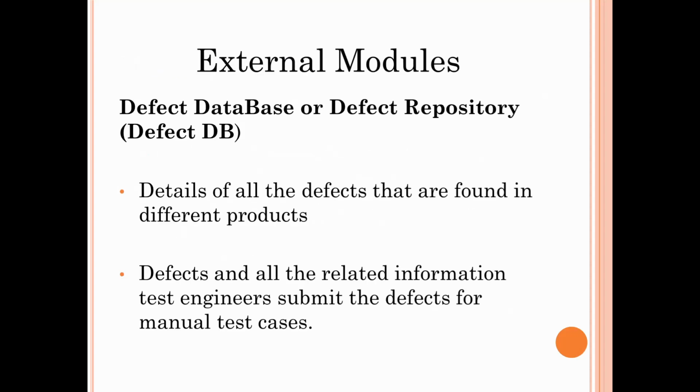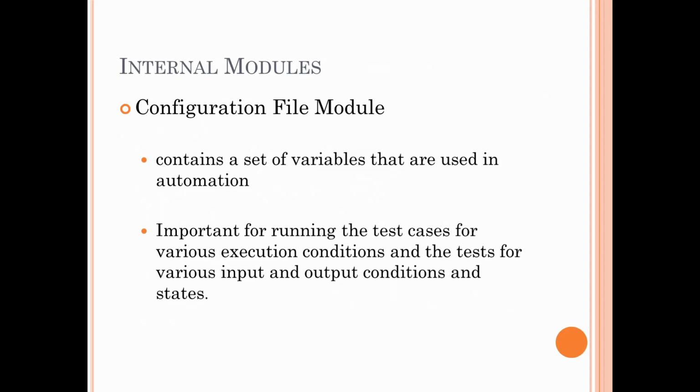The second external module is the defect database or defect repository. It has all details of defects that are found across all products developed by the organization. The defects include all information that is required by the engineers to rectify or eliminate the defects manually or automatically from the software. Now we look at the components of internal modules.